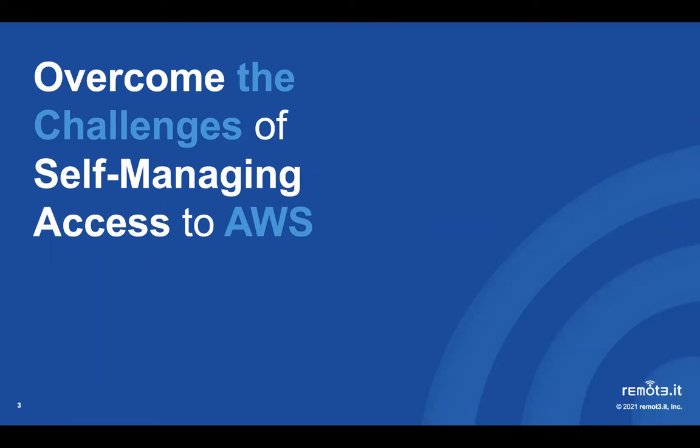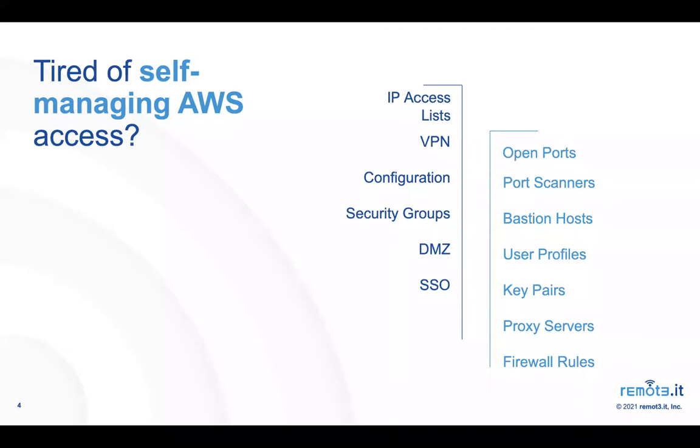Are you tired of self-managing your engineering team's access to AWS? And does it seem like you're always updating IP access lists, security groups, and VPN settings just to give your own team access? Well, if you are tired of it, it's probably because you're using some of these common tools and techniques. And even though these methods have been around a long time and everybody uses them, it's still way too hard to manage cloud access for a distributed workforce that's now working from home or from anywhere, really. There's just too much manual work involved in managing access this way.